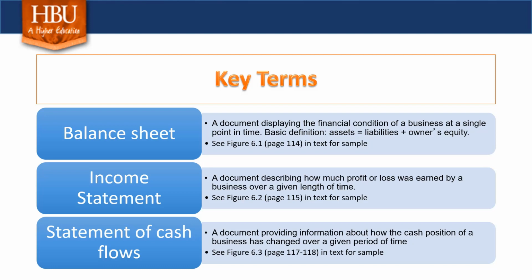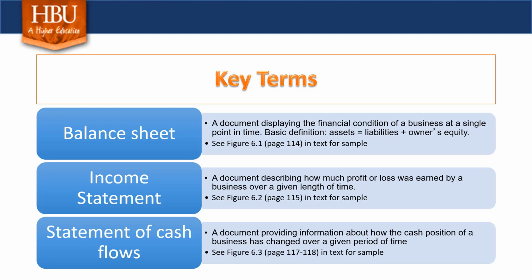First of all, balance sheet. It's simply a document displaying the financial condition of a business at a single point in time. The basic definition is assets equals liabilities plus owner's equity. In your text, figure 6.1 on page 114 offers a sample of the balance sheet.